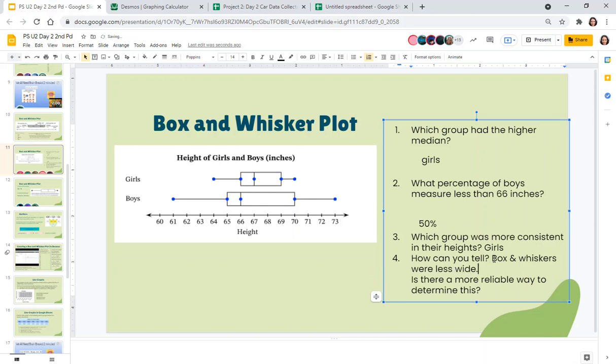All right, and is there a more reliable way to determine this? What calculation could we make, Arland? Excellent. Yes, we could compare their standard deviations. So we'll put that there.